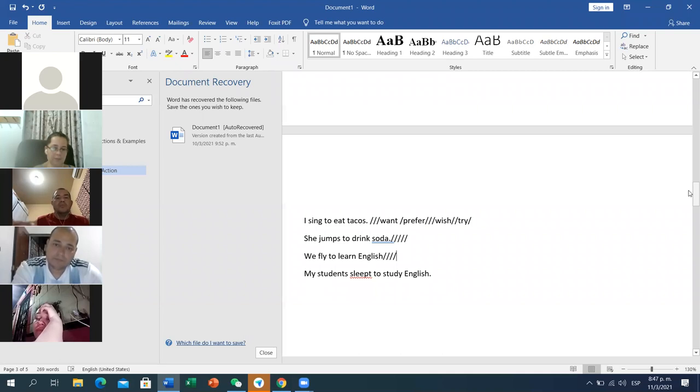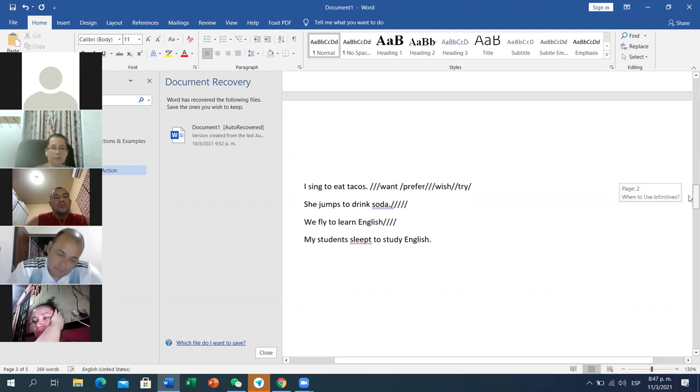Okay, so she jumps to drink soda. It doesn't make sense. It could be like she wants to drink soda. She wished to drink soda. I don't know. She started to drink soda. The same here. We're flying to learn English. Aquí, ¿verdad? Okay. We wanted to learn English. We tried to learn English. We stopped to learn English, etc. Okay. My students slept. Come on.